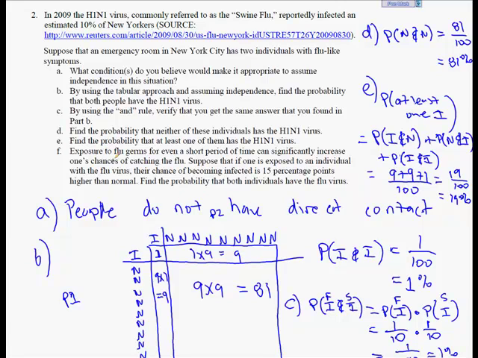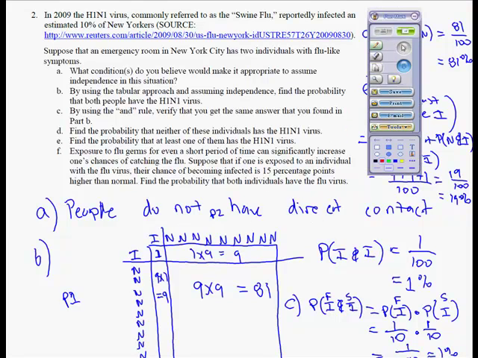Part F says exposure to flu germs for even a short period of time can significantly increase one's chance of catching the flu. Suppose that if one is exposed to an individual with a flu virus, their chance of becoming infected is 15 percentage points higher than normal. Find the probability that both individuals have the flu virus.